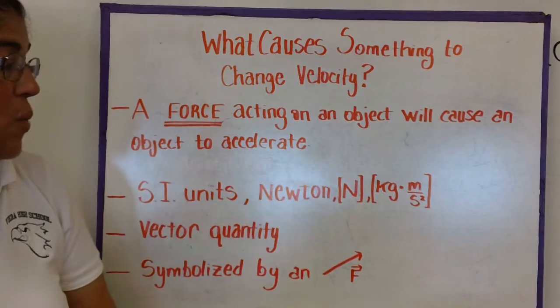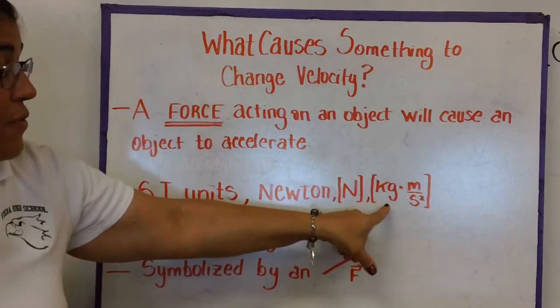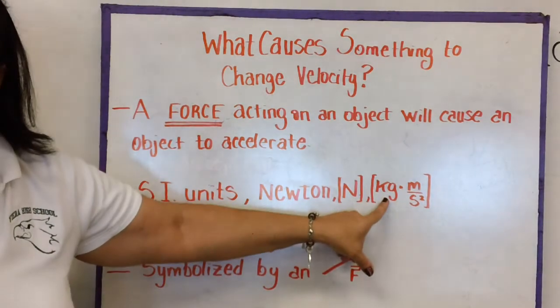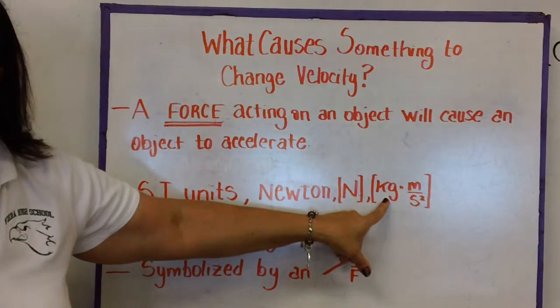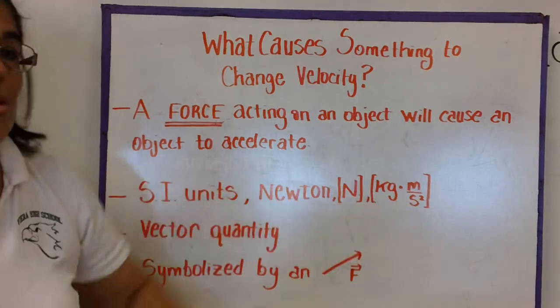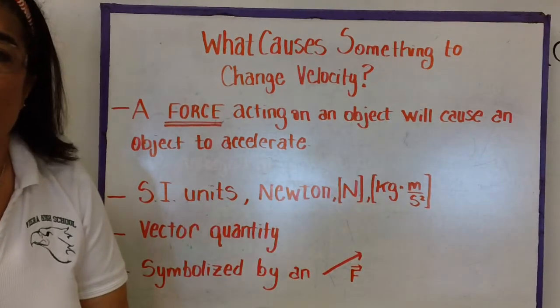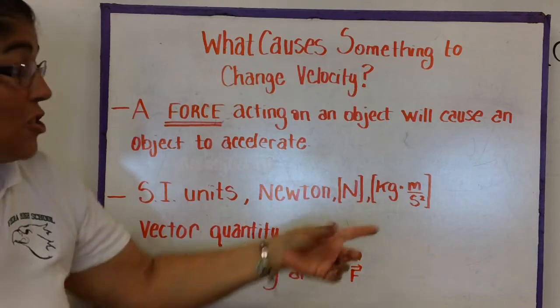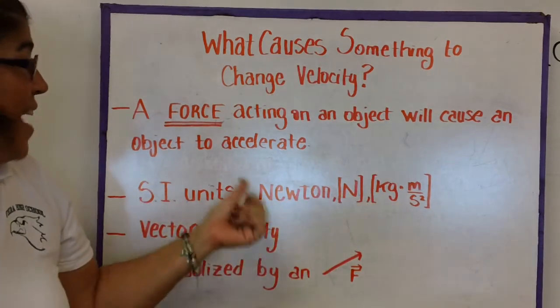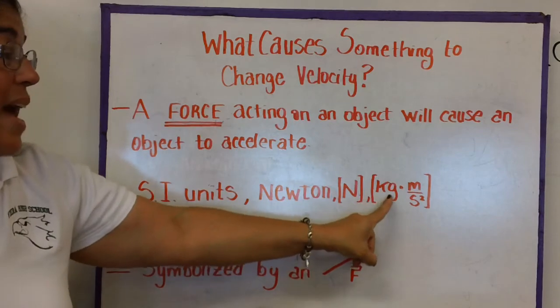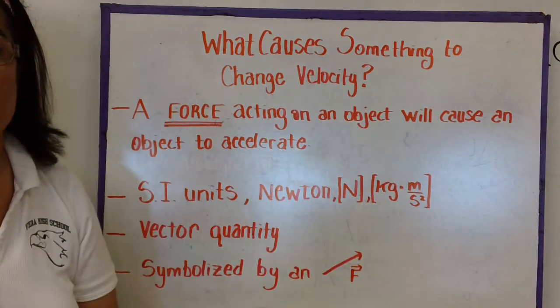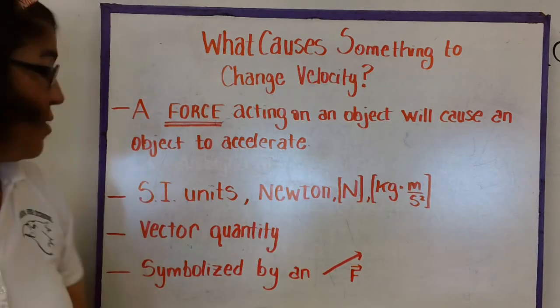A Newton is broken down into simpler SI units, which is a kilogram times meters per second squared. And if you break this down even further, you know that kilogram is the SI unit for mass, and meters per second squared is the SI unit for acceleration. So we can tell just by our SI units that a force is composed of a mass times its acceleration. But we're going to get into that later.